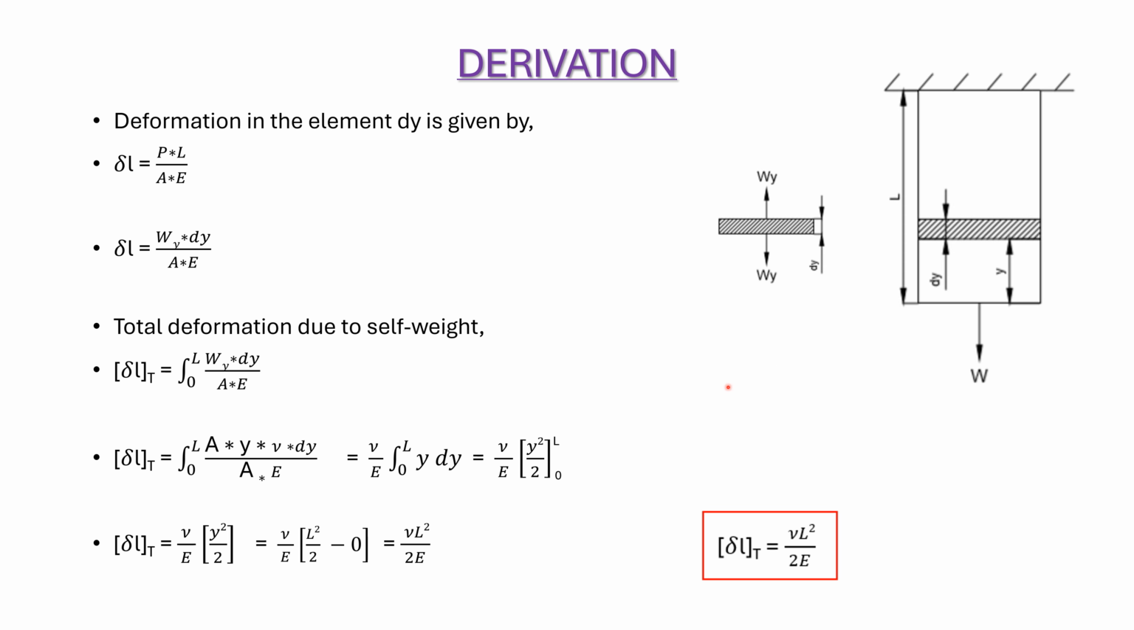Therefore, our total deformation of this prismatic bar due to its self weight will be calculated as delta L total is equal to nu L square upon 2E. That wraps up today's concept.